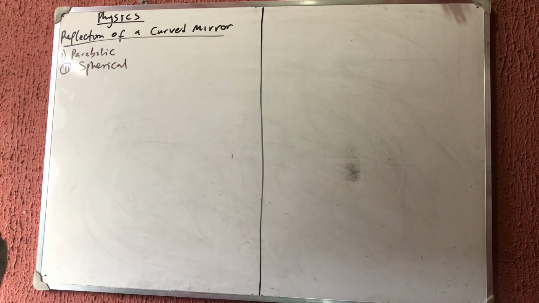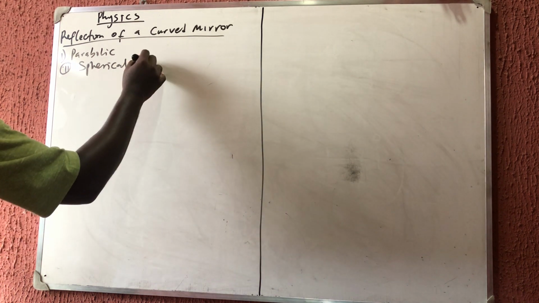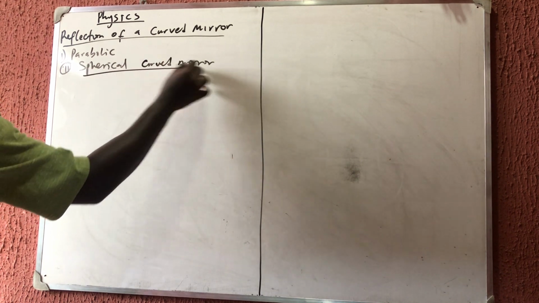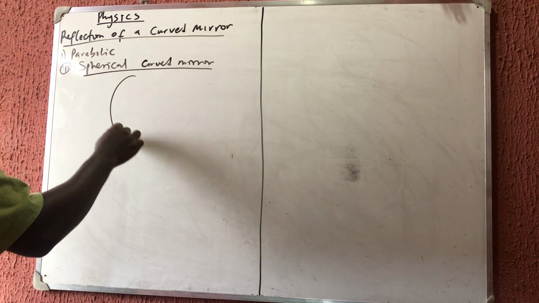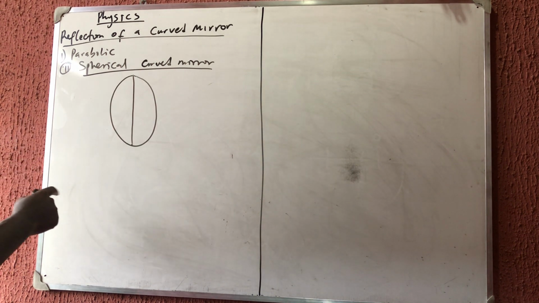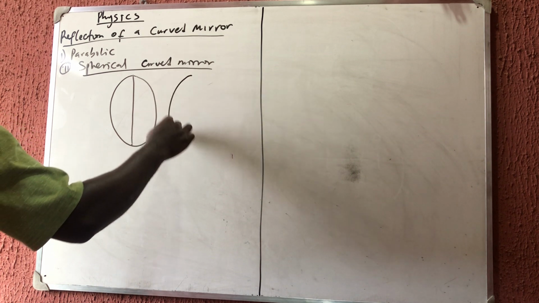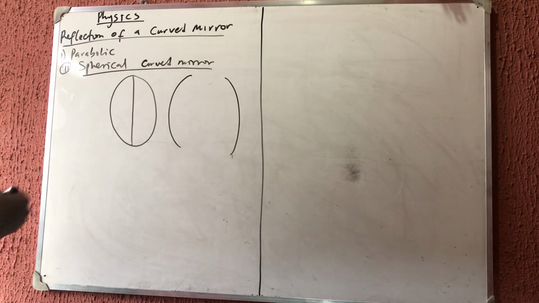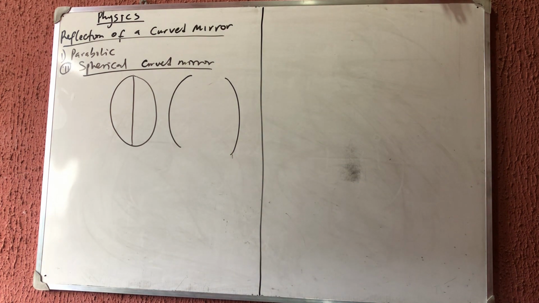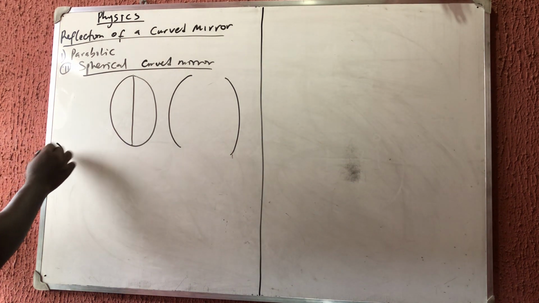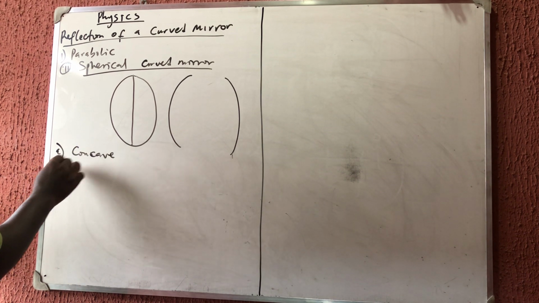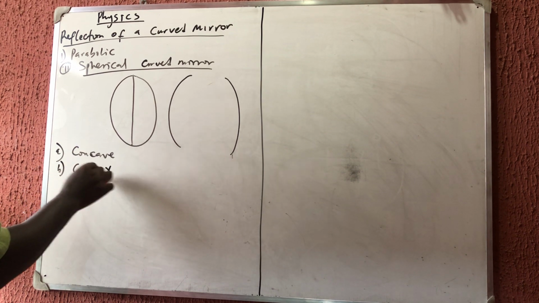All right, then let's go to a spherical curved mirror. A spherical curved mirror is just a mirror that is formed by cutting a sphere into two. If you cut a sphere into two, you have this and this. Then we have two types of spherical curved mirror. The first one is the concave, and the second one is the convex.